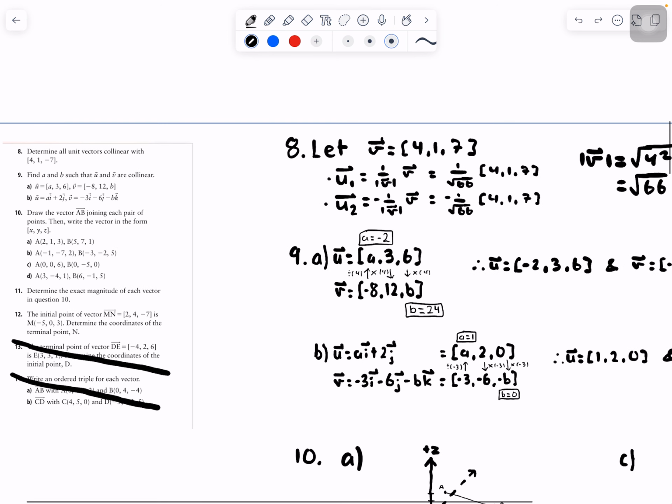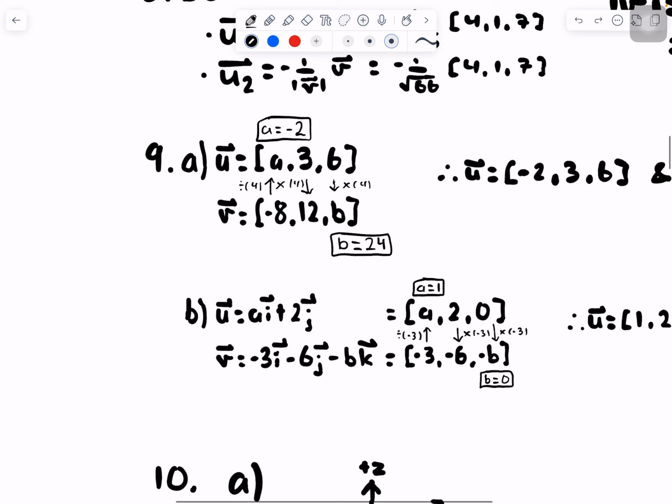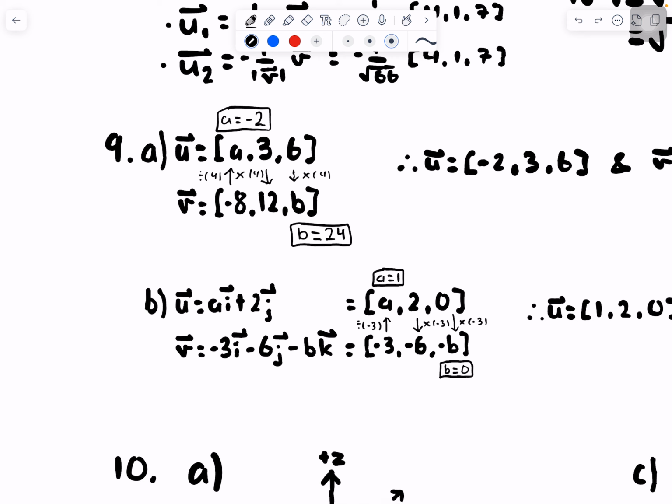Okay, for part B, you're given it as a linear combination of i, j, and k, which I first transformed. So I transformed u to be (a, 2, 0). Again, even though it's missing its k unit vector, we have to assume it's 0 if it's not there, because we're working in 3D. And then v is this guy, (-3, -6, -b).